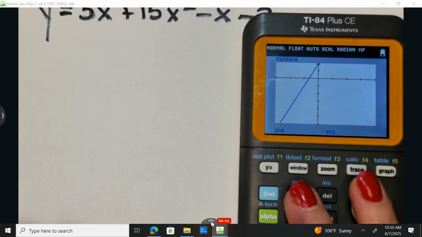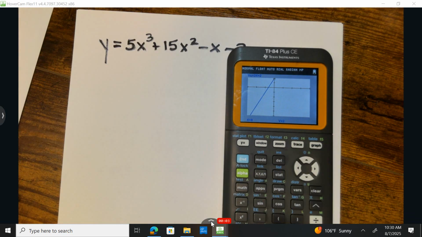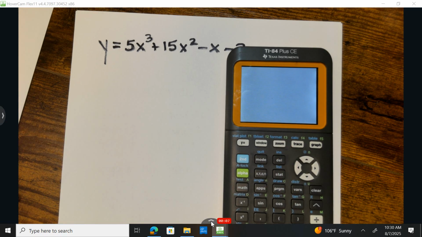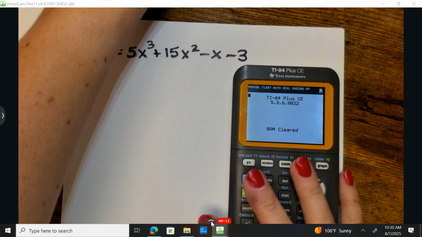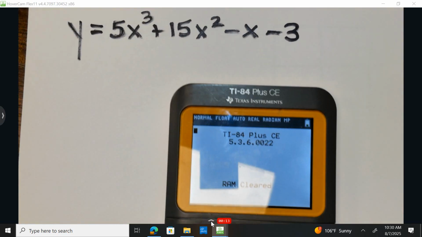Every problem by clearing the RAM. So hit the second button, plus 712. Now, how do we type this in? This is going to be the key. We're going to go through this slowly.